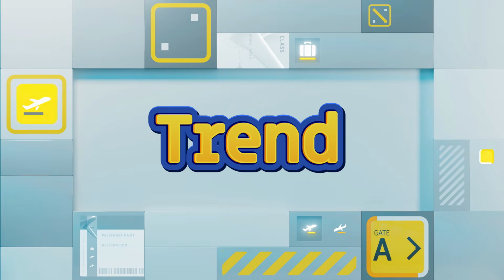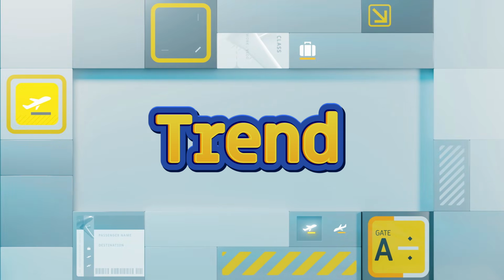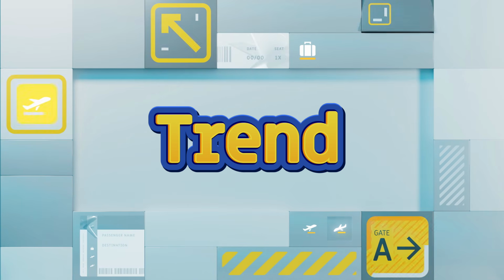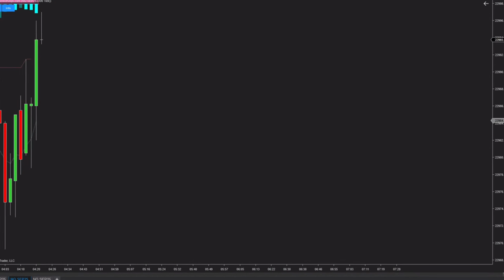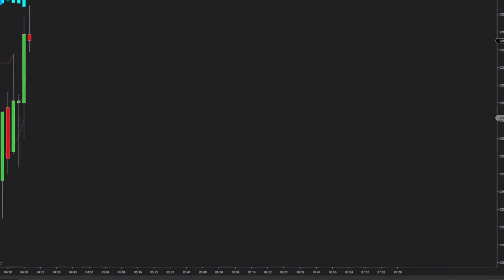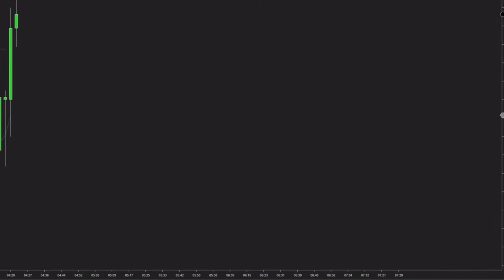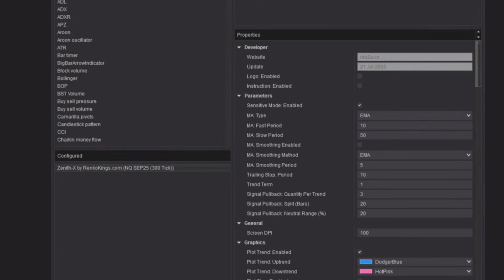Next, we'll take a closer look at how the system identifies market trends. Here, we'll dive into the mechanism the system uses to generate trend signals. In Zenith X, the trend identification mechanism is based on two key components: the moving average crossover and multi-timeframe momentum analysis. Within the system's parameter section, you'll find two parameters: MA fast period and MA slow period. These allow you to define the periods for the two MAs that the system uses to determine the market trend.